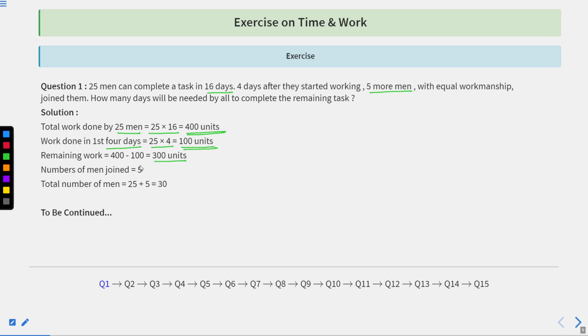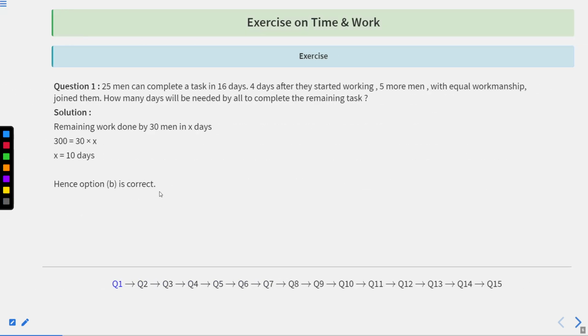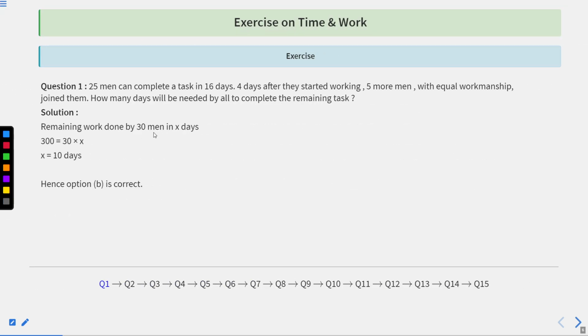And the number of new men joined is 5. So the new total men are 25 plus 5, that is 30. So the remaining work done by 30 men in X days is 30 into X equal to 300, that is X equal to 10 days. So the correct option here is option B.